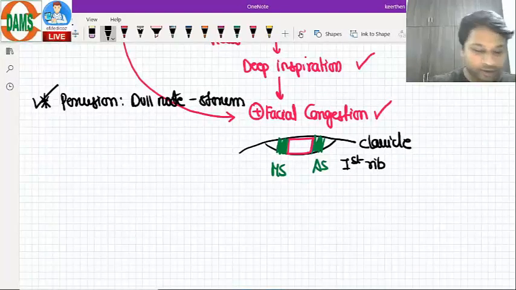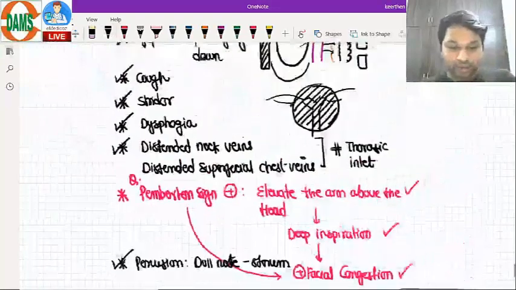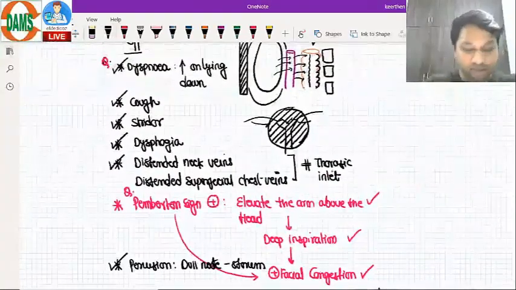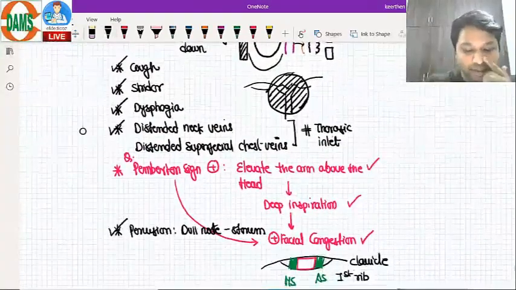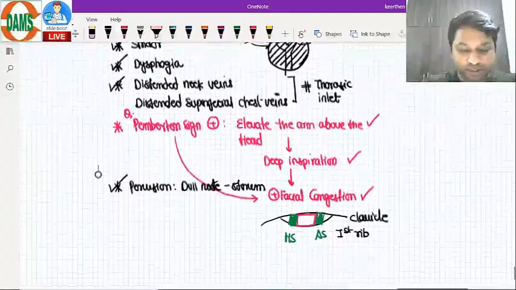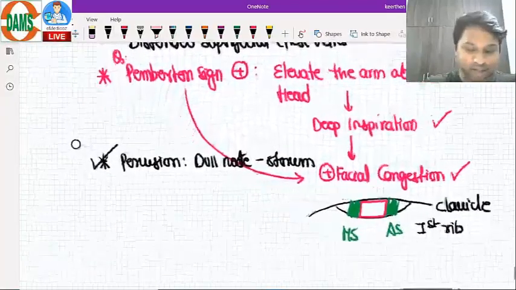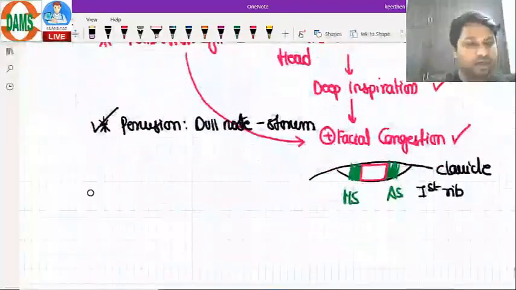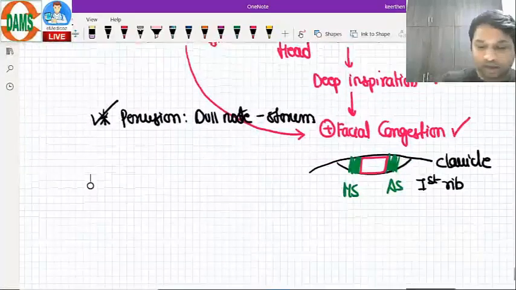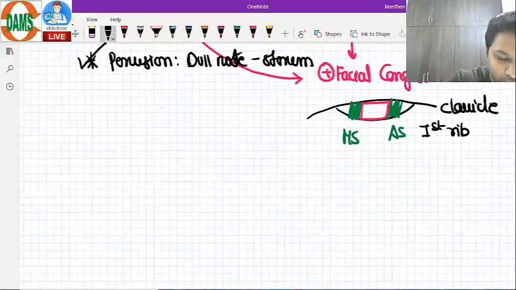Okay. Right. So this is the presentation of a patient with retrosternal goiter. A retrosternal goiter patient is going to present with dyspnea, cough, stridor, dysphagia, distended neck veins, and distended superficial chest veins because of obstruction to the thoracic inlet. A positive Pemberton sign is characteristic, and on percussion it will be dull.